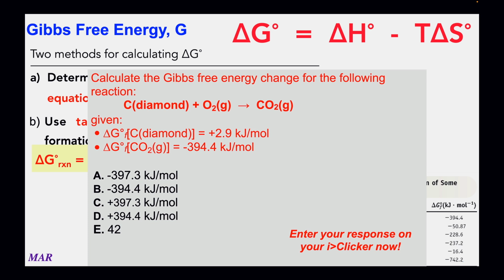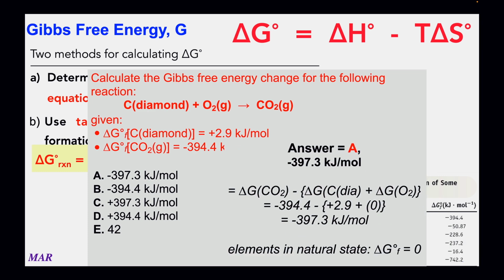So products minus reactants would be minus 394.4 minus 2.9 and minus 0 because O2 doesn't have a value. This comes out to be answer A, minus 397.3. So you can see all the math down there, what happens. This is a negative Gibbs free energy value, so that means this is spontaneous. And what this means is that your diamonds are going to go to carbon dioxide eventually too.